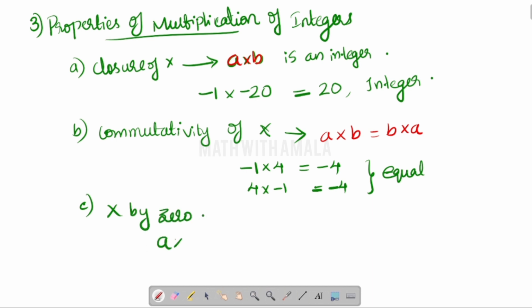Next, multiplication by 0. You can take any number and multiply it with 0, and it's always 0. Whatever the number, whether it is a natural number, whole number, integer, whatever number, it is again 0. So let's take 2 into 0, which is again 0, that is equal to 0 into 2.